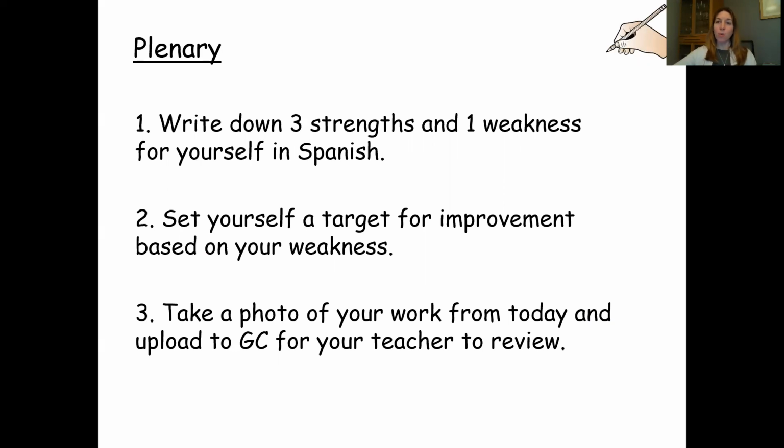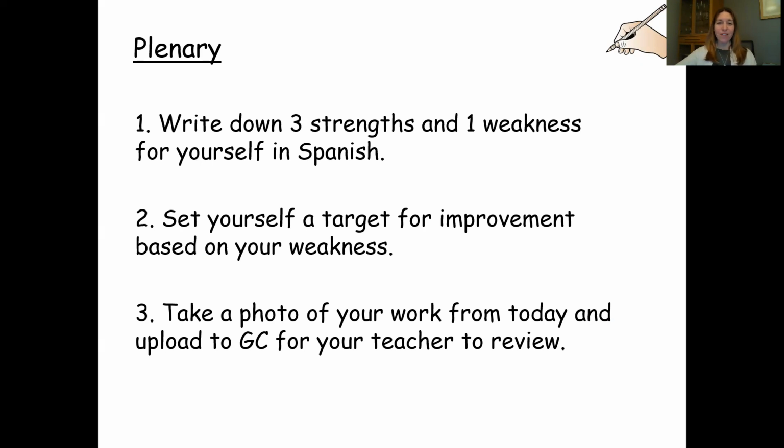And then based on your weakness, I would like you to set yourself a target to improve based on that weakness. Okay, maybe it's you don't know your colors properly. Maybe it's you don't know the verb tener that well. You get confused at the conjugation of the verb ser. Give yourself something really specific to learn that will help you improve.